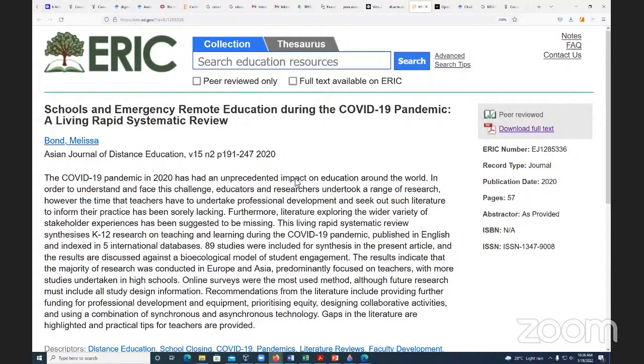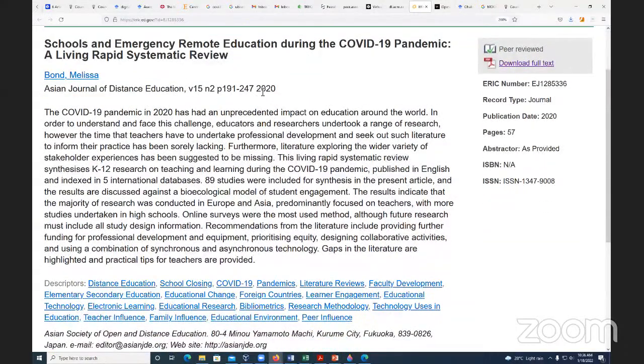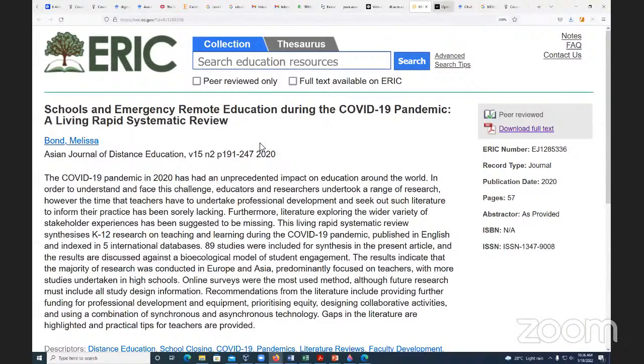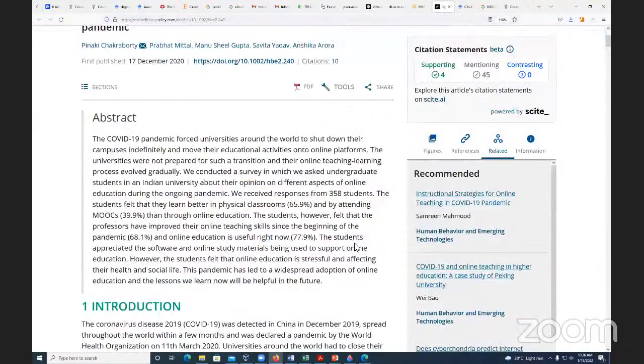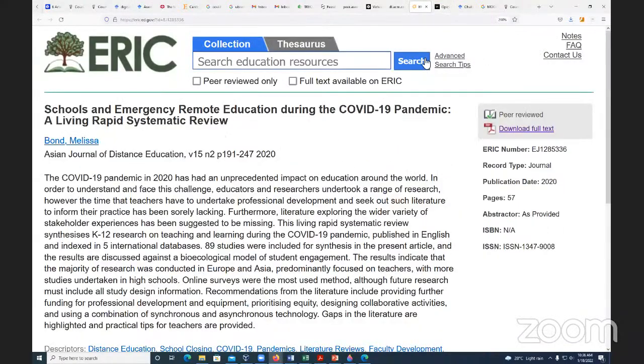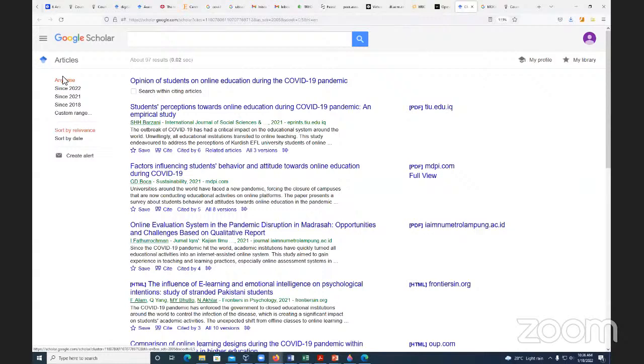Okay, so for example, this is just one. This is a systematic review. This systematic review, schools and emergency remote education during the COVID-19 pandemic, living rapid systematic review, was published 2020. It says that, oh no, I didn't want this one. I want one that actually has the whole paper. Maybe I should just look for another systematic review.